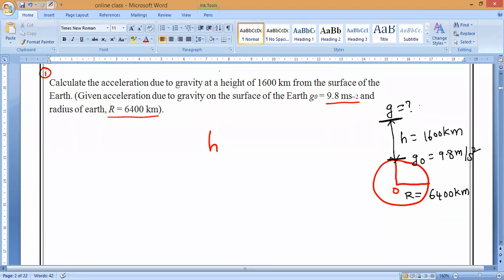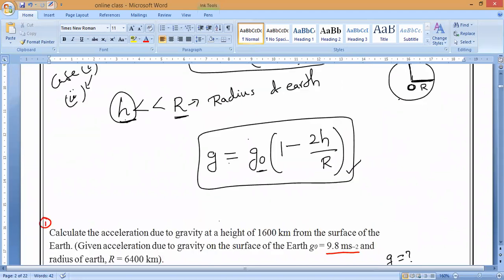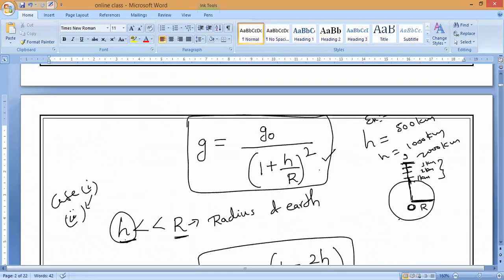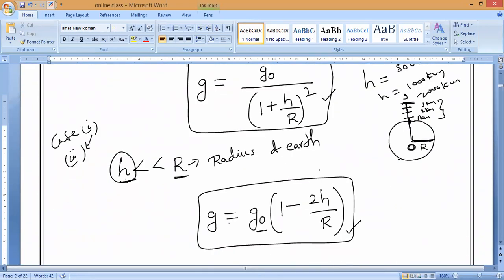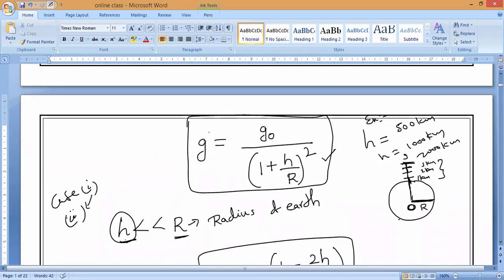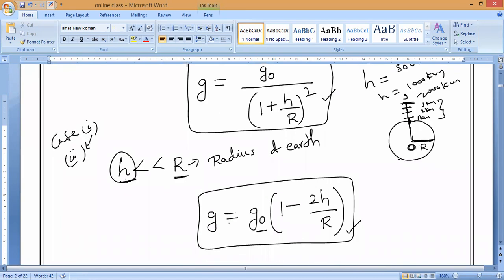As I said, if H is extremely small, we go with the second formula. If H is a minimum value, like 500, 1000, above 100, above 50 also, we can use the first formula. If it is very, very small, like 1, 2, 3, 4, then only we go with the second formula. So which formula do we use here? The first formula: G is equal to G naught divided by (1 plus H divided by R) whole square.